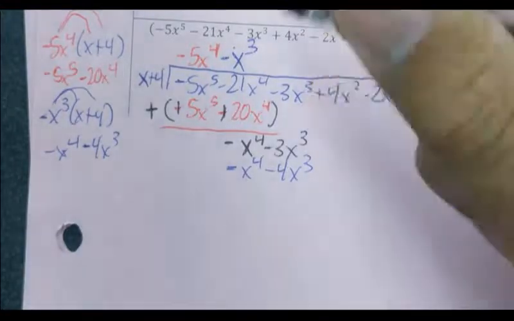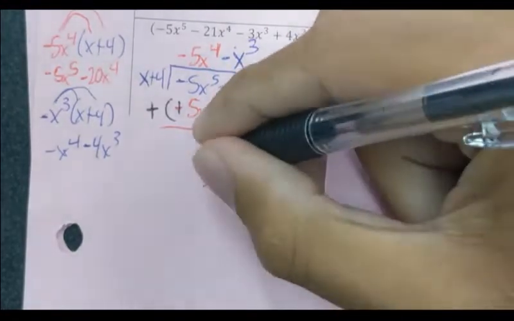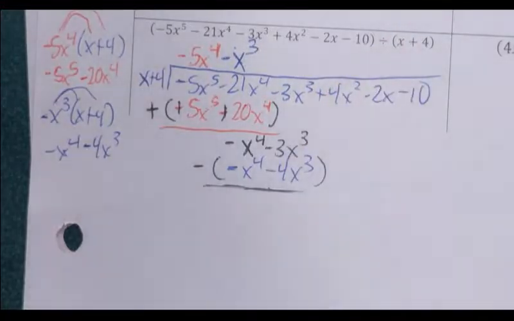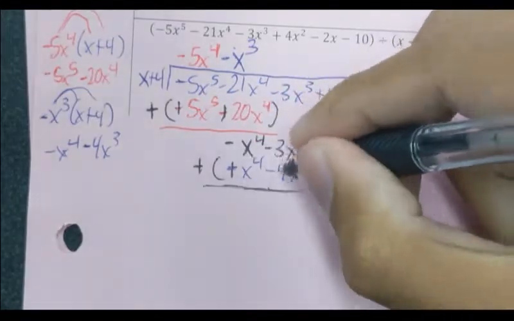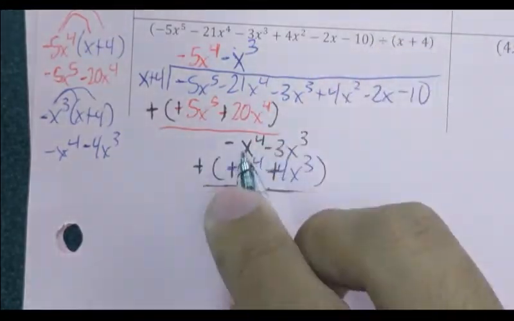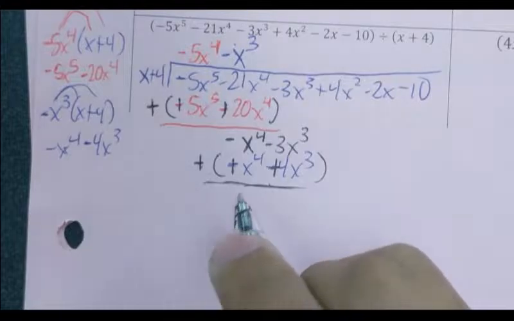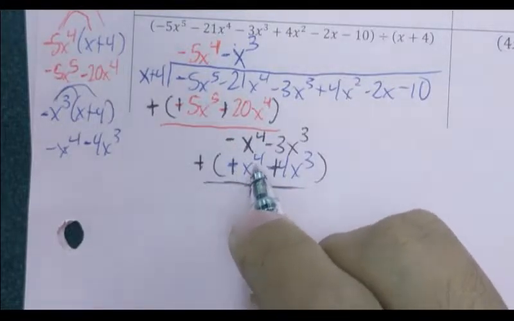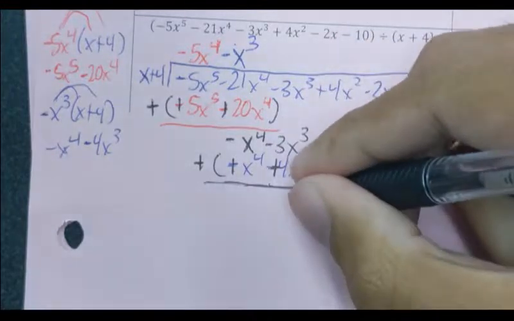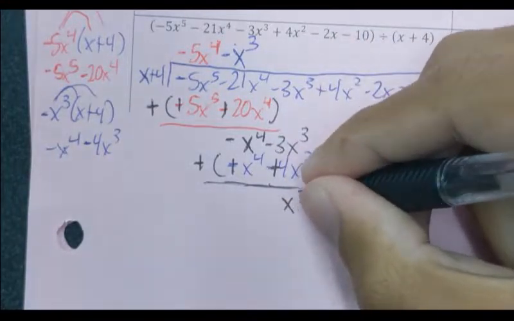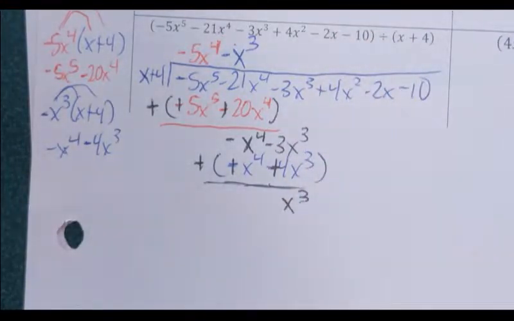All right, so again, in order to subtract this, I'm going to need to change my signs. So instead of subtracting, I add the opposite of the inside. Again, you change both signs. Okay, so negative x to the fourth plus x to the fourth cancels out. Negative x cubed plus 4x cubed would be positive x cubed. Okay, bring down the next term.